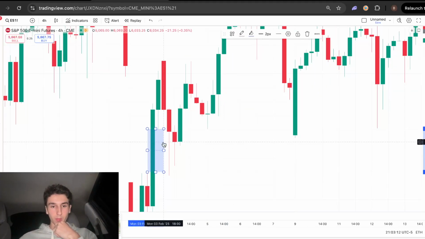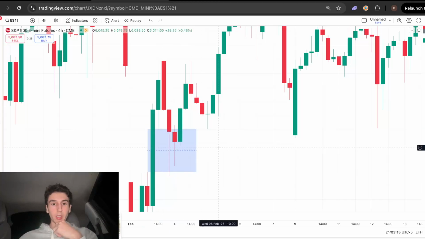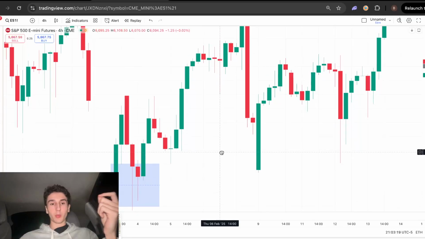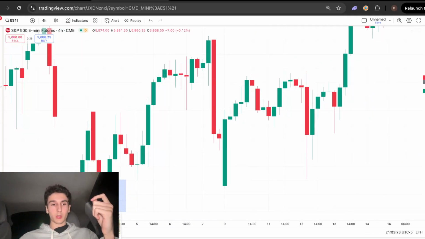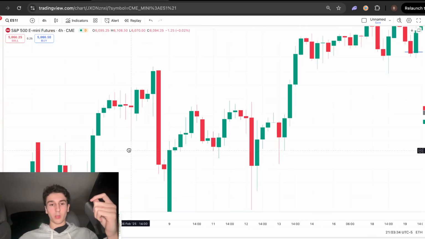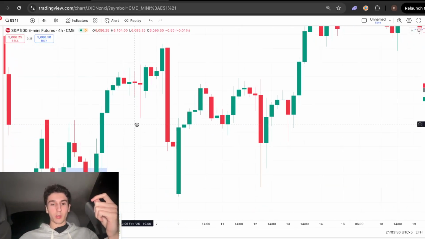So right here, boom, draw it out. What do we have? We respect it, we wick through it, continue pushing up, and guess what? Where do we target? We target this high right here. So what happens next? Same thing, we get another gap, and what happens? Price retraces into it, respects it. Where do we head to next? The last high.